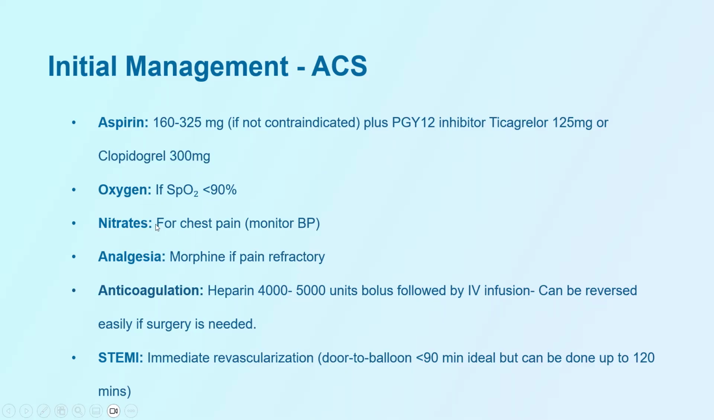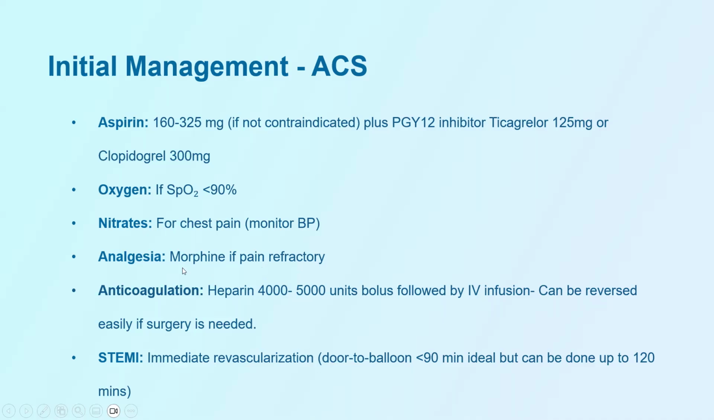Nitrates or sublingual nitroglycerin, you can give it to patients with chest pain, but you have to monitor their blood pressure because right-sided MI can usually present with hypotension, and if you give them nitroglycerin, you will make it worse. They can go into shock. Analgesia, morphine is given to patients whose pain is extremely severe and refractory, not getting better with the nitroglycerin.